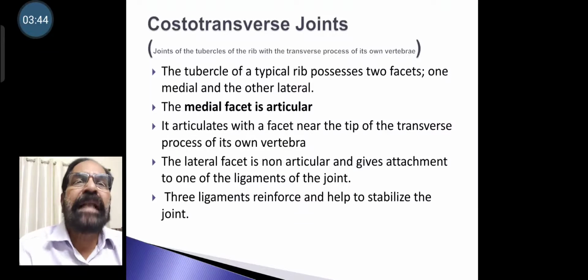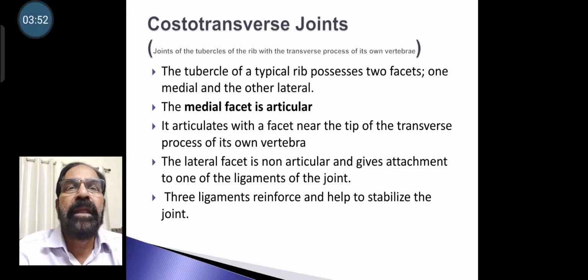Now we go to costotransverse joints, joints of the tubercles of the rib with the transverse process of its own vertebra. The tubercle of the typical rib possesses 2 facets, one medial and other lateral. Medial facet is articular. It articulates with a facet near the tip of the transverse process of its own vertebra. Lateral facet is non-articular and gives attachment to one of the ligaments of the joint. 3 ligaments reinforce and help to stabilize the joint.